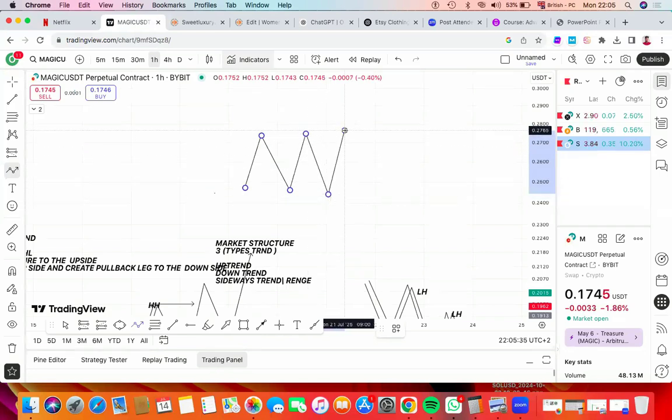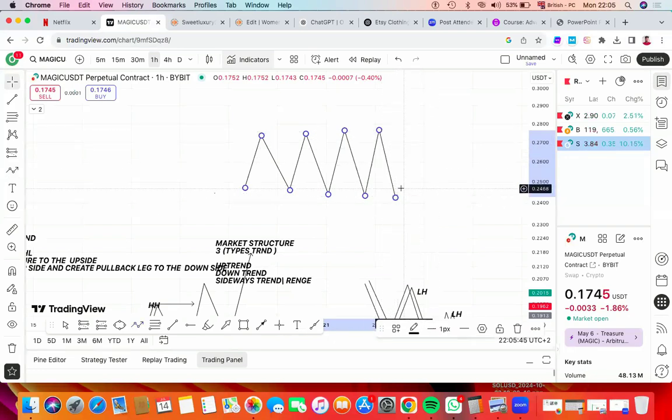There is no clear trend when the market is ranging, so you don't really have too much movement. But then you will see the market is ranging. It's ranging because it's trading within the same area, so it's not breaking out.